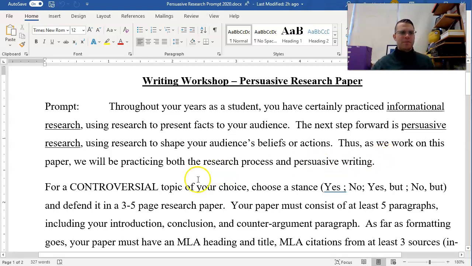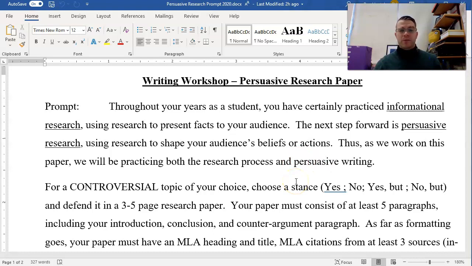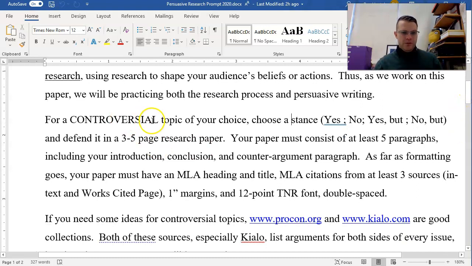So as we work on this paper, we're really practicing two things. One is the research process that we've been working on this week. Another is persuasive writing. How do we use writing to make arguments and defend them? For a controversial, notice all caps controversial, has to be a topic that has multiple sides to it, topic of your choice, I want you to choose a stance. Notice that there are 4 stances, we'll talk about those in a moment, and defend your stance in a 3 to 5 page research paper.